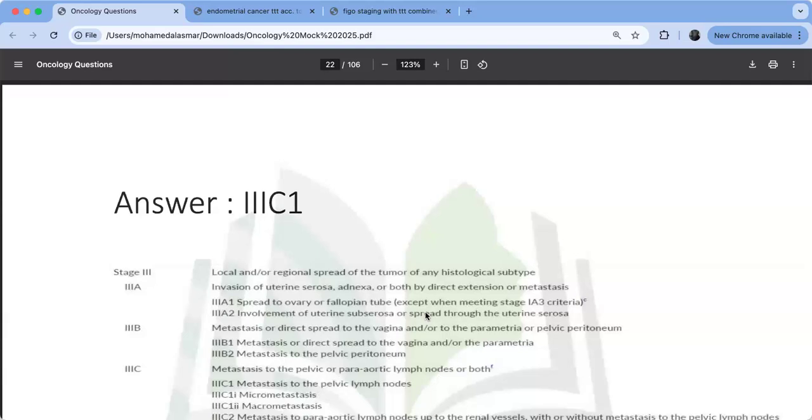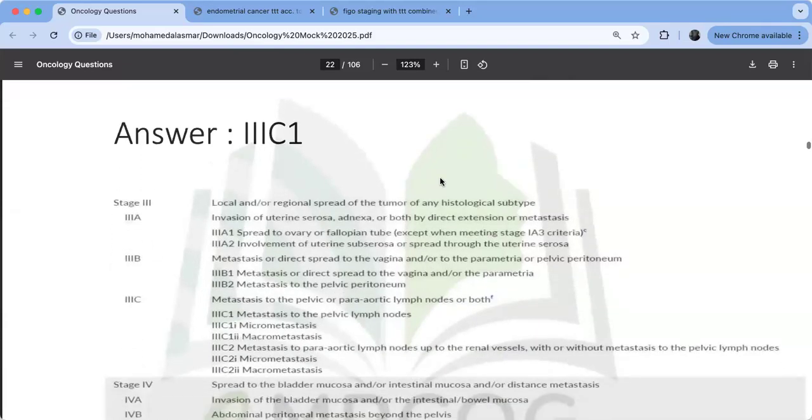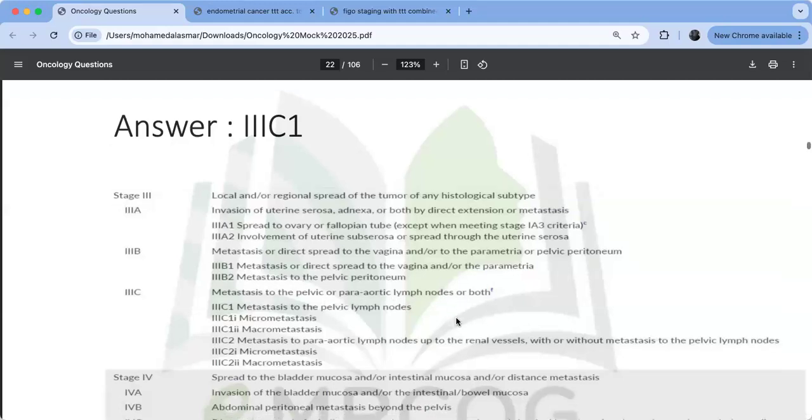Okay, so here, my friends, 3C1 is pelvic or para-aortic lymph nodes or both, right? This is 3C. 3C1 is metastasis to the pelvic lymph node. 3C2 is metastasis to the para-aortic lymph nodes. So when you say 3C, 3C is general to the lymph nodes, either pelvic or para-aortic.